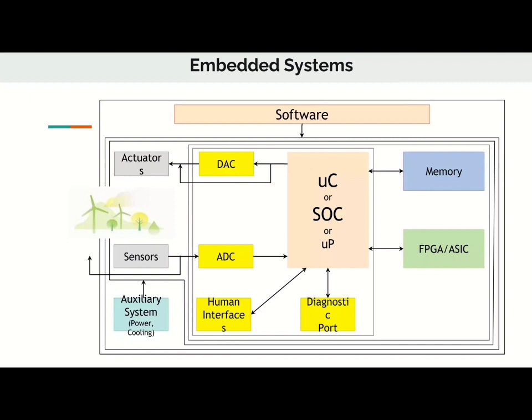Embedded system. This is the basic structure of embedded systems, with hardware and software. The combination of both hardware and software is known as an embedded system. The lower part is hardware and the upper part is the software.